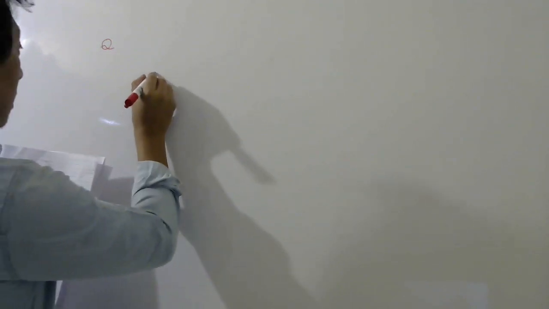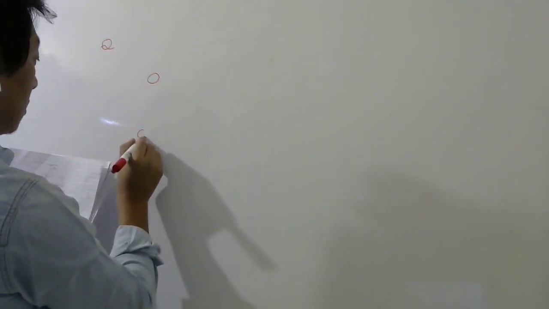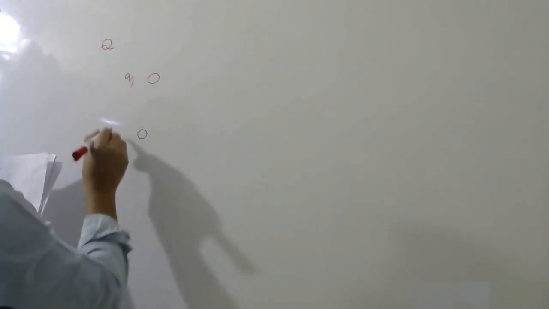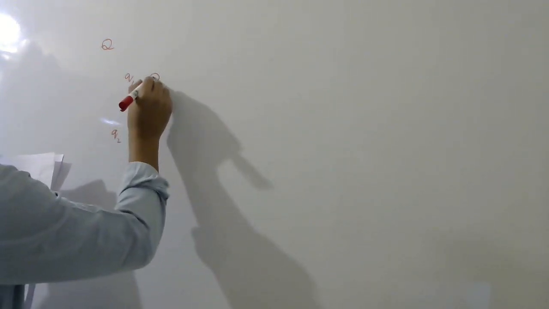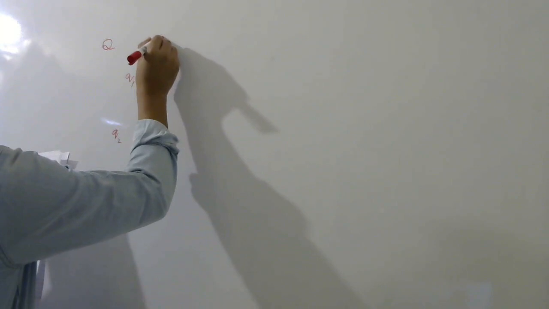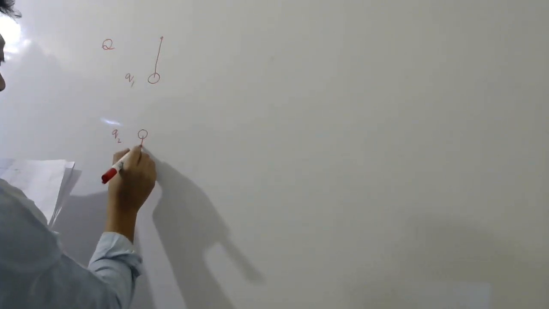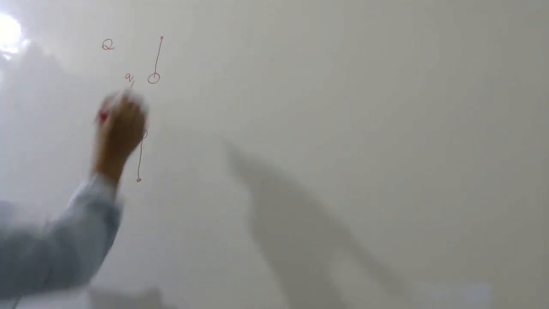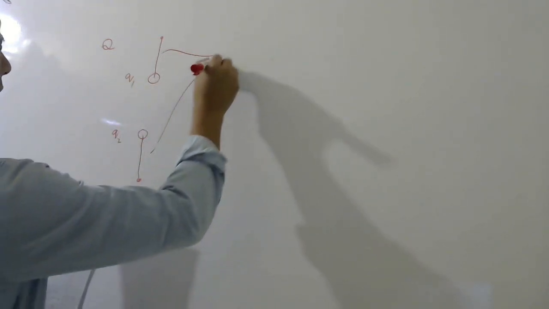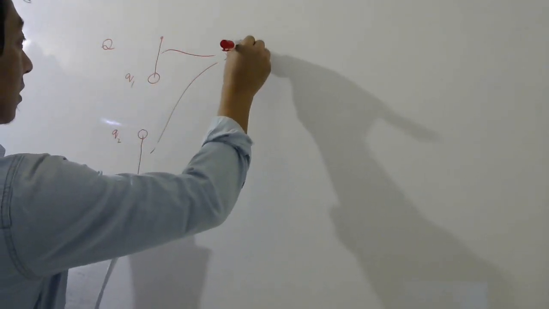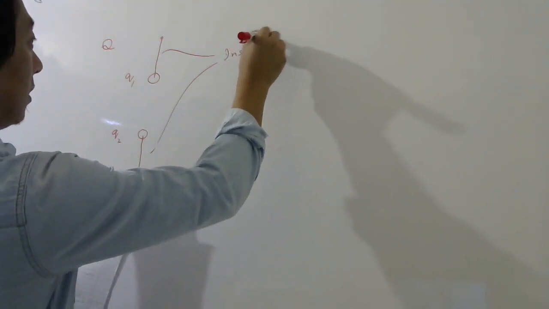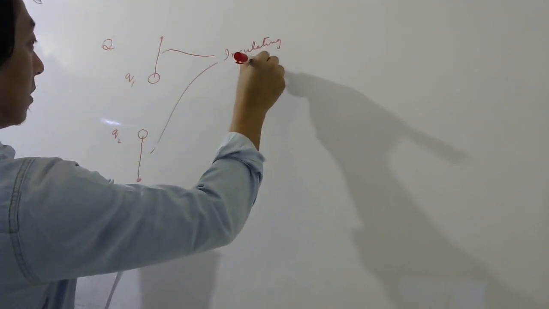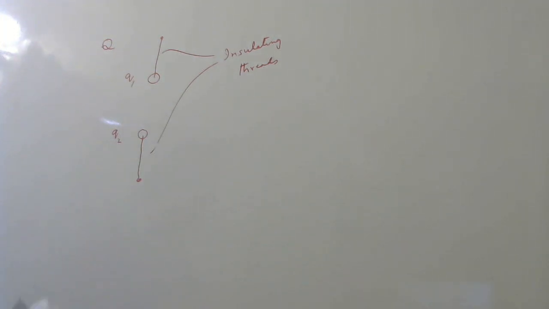Okay, so let me explain the question first. So first understand the question. There are two small charged spheres q1, q2, and this is connected to a thread. This is a thread and this is also connected to a thread. So these are insulating threads.